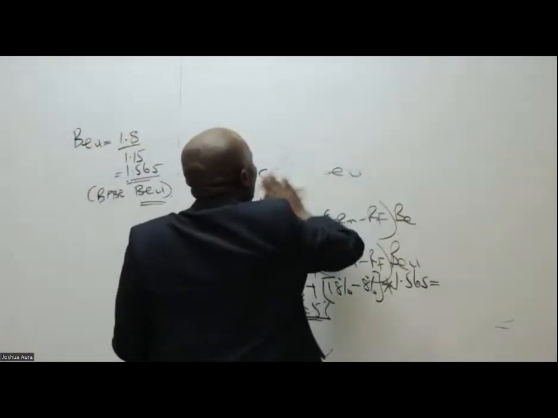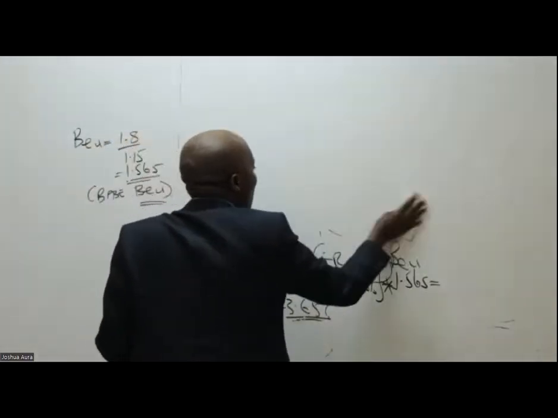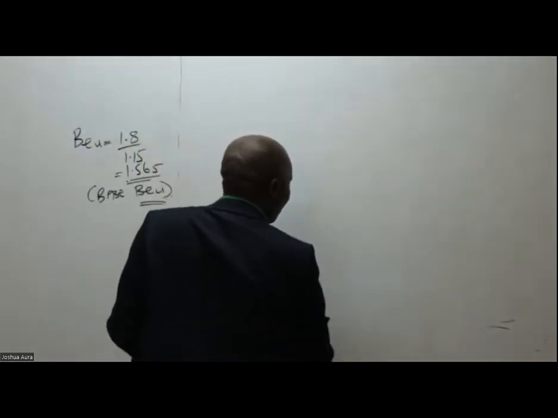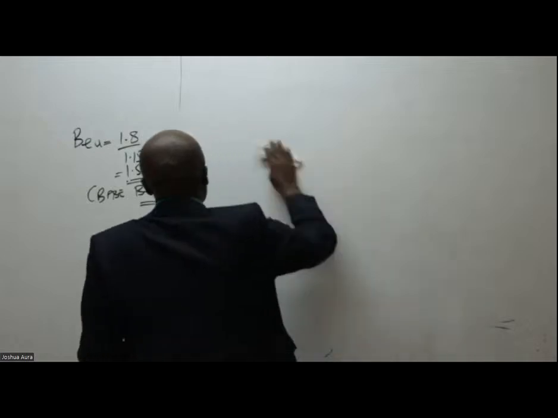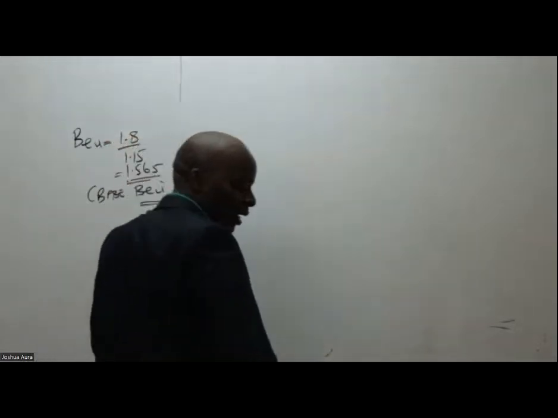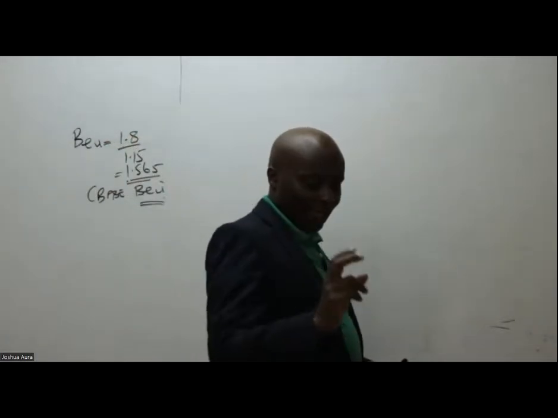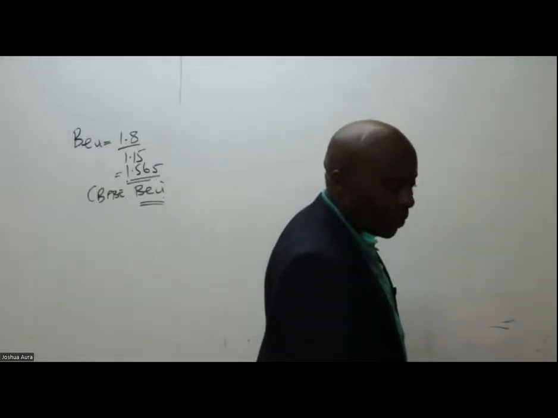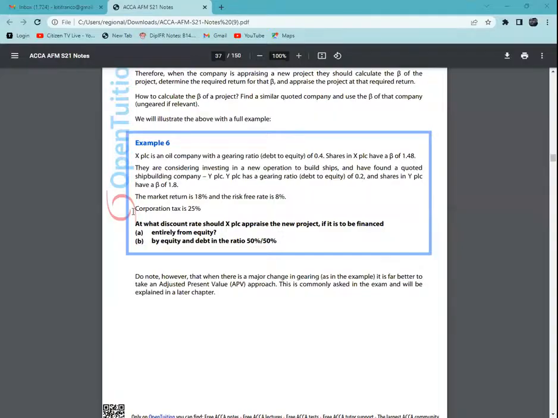Now, with your permission, I'll go straight away to number 2 of this question. I love it. Now we have some gearing. Now we have some debt coming into the equation. This time around, the financing is through equity and debt in the ratio of 50-50. No worries at all.